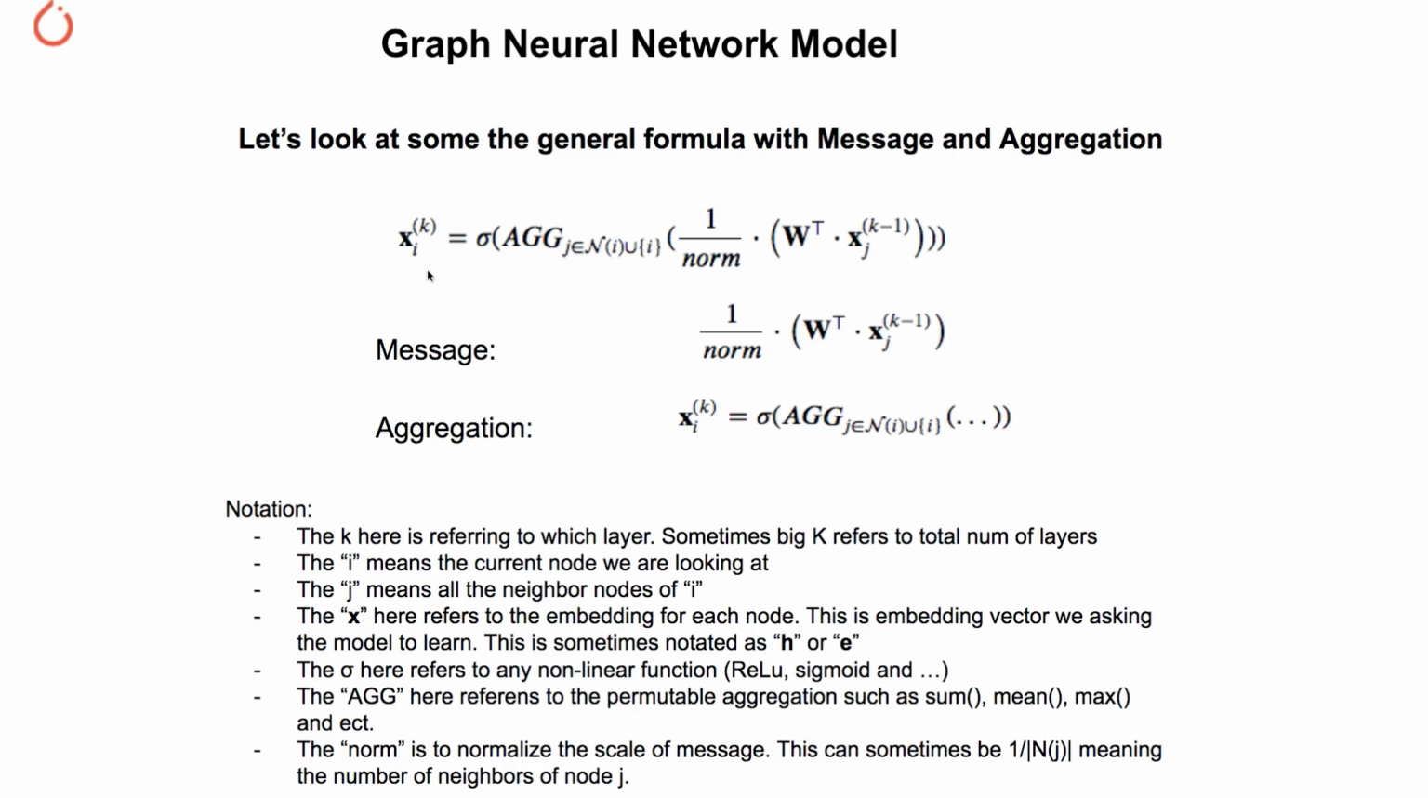Let's break down this formula into what we mentioned earlier, the message transformation and aggregation. The message is simply the neighbor's embedding times a weight. This is just a linear transformation normalized by the neighbor count of this node j. And then aggregation is just this: aggregation, and then pass through a nonlinear function. So that's this.